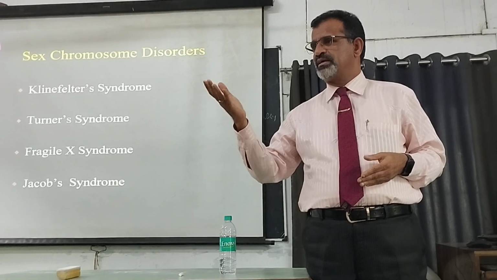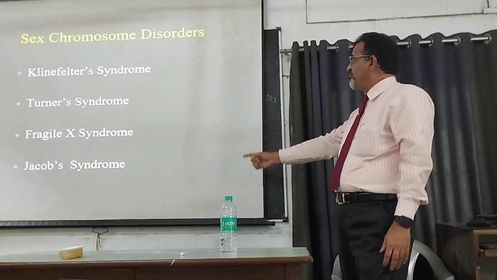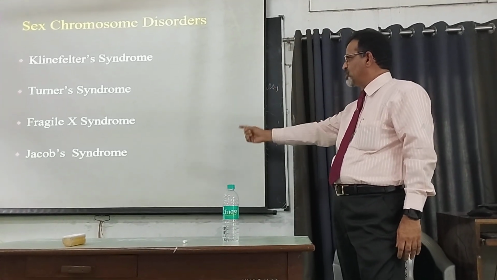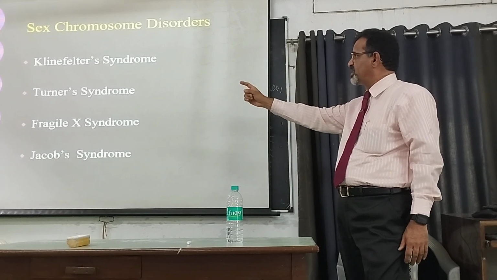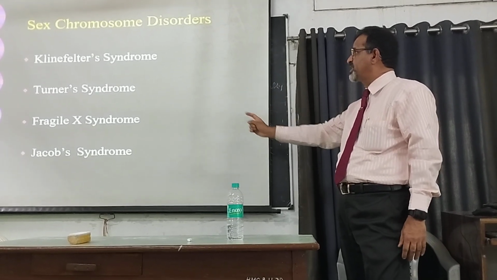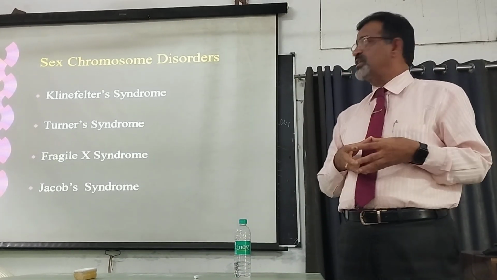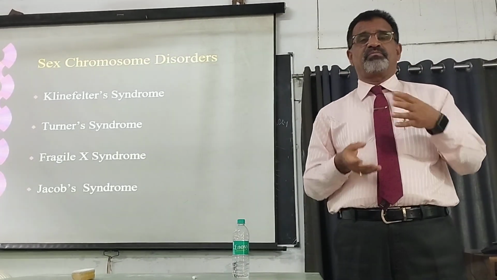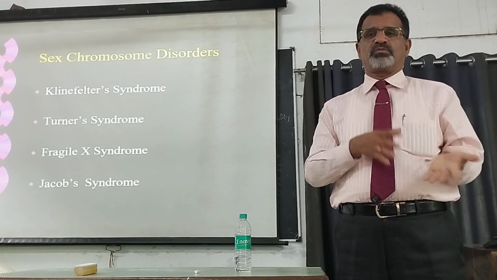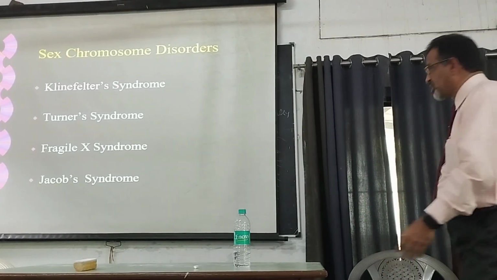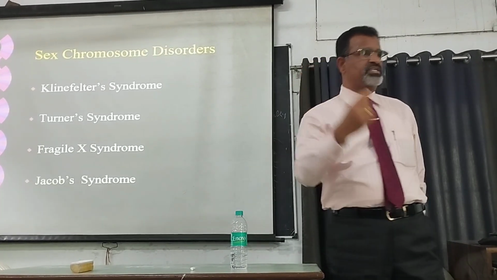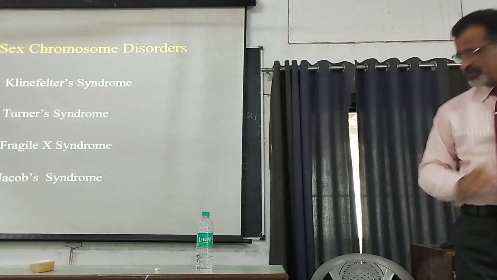XY. Female. XX. Correct. Now we will go from Klinefelter syndrome to Jacob syndrome. So Klinefelter syndrome, Turner syndrome, Prader syndrome, Jacob syndrome: which are mainly in males, which are mainly in females, or which are present in both males and females. That we will see fast because we have touched this topic during the time of study of embryology.